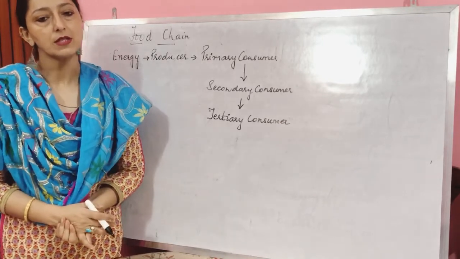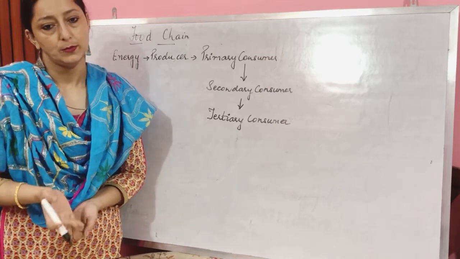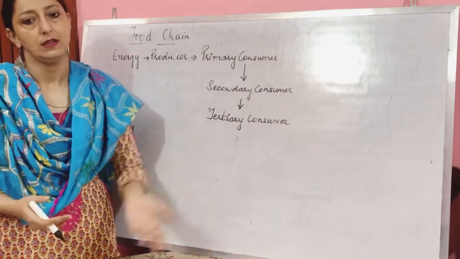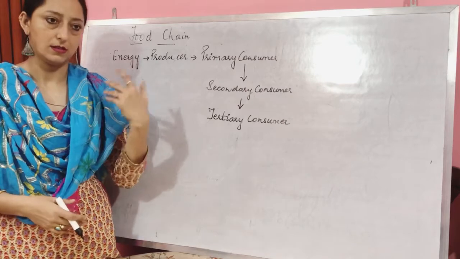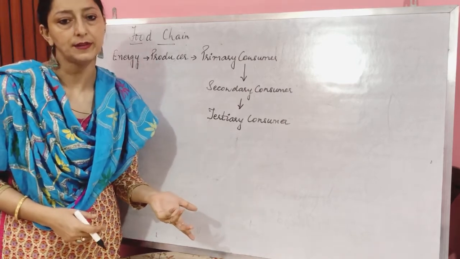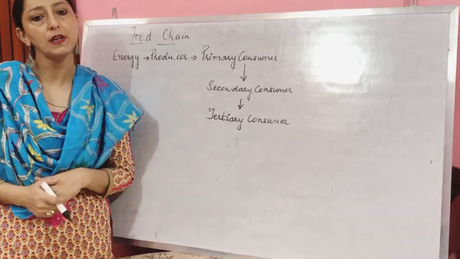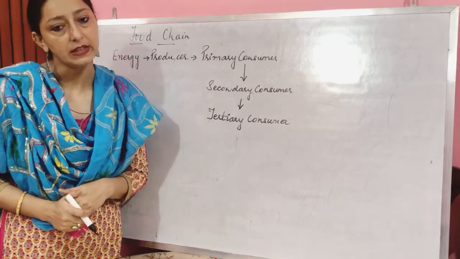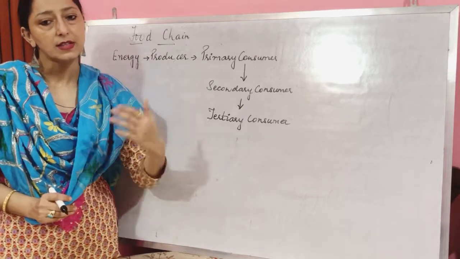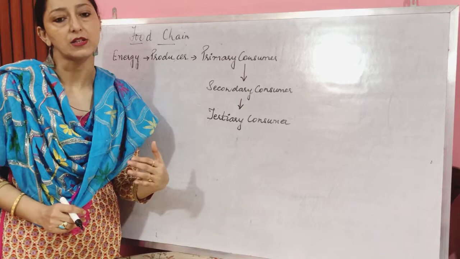Some organisms' position in the food chain can vary depending on their diet. For example, when a bear eats berries, what happens? It is functioning as a primary consumer.